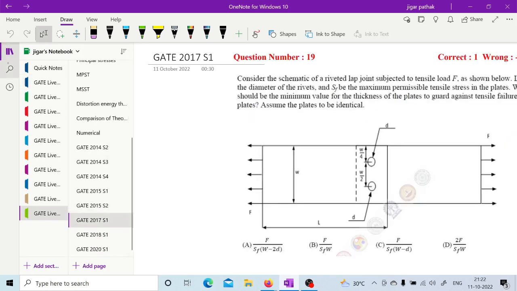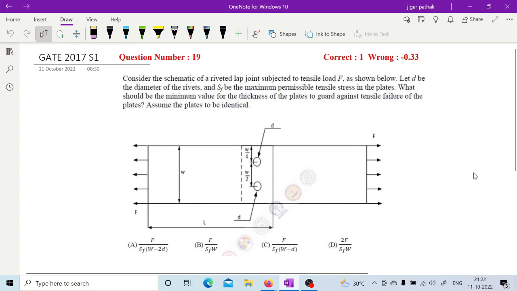Okay, then next is this one from GATE 2017 session 1. Consider the schematic of a riveted lap joint subjected to tensile load F as shown below. Let D be the diameter of rivets, and sigma t be the maximum permissible tensile stress in the plates. What should be the minimum value of the thickness of the plates to guard against the tensile failure of the plates? Assume the plates to be identical. Can you calculate this? Hello?